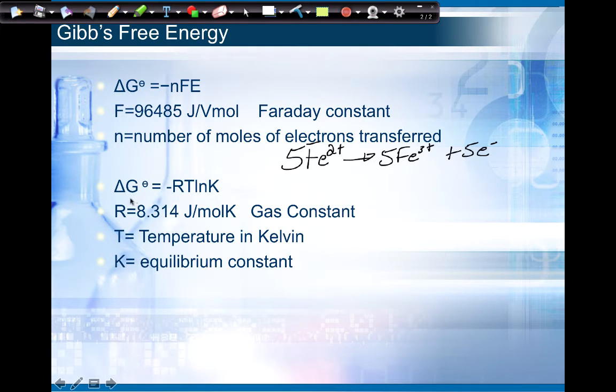Well, this equation we learned previously, and that is that delta G is equal to the gas constant times the temperature in Kelvin multiplied by the natural log of the equilibrium constant. So sometimes this becomes important in electrochem as well. So all of these three things are related. K, delta G, and E are all related.